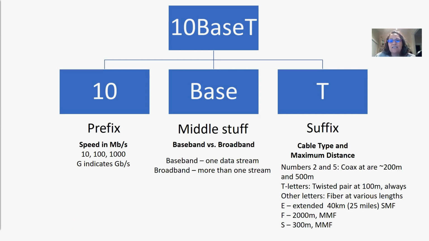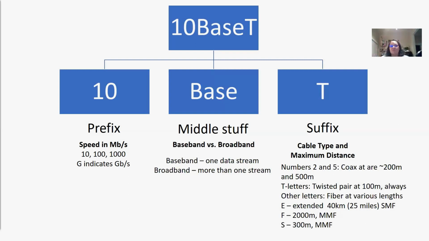For the T or C letters, these are twisted pair or Cat 5. I like to think of the T as twisted pair and the C as Cat 5. And it's Cat 5 plus, whatever standard is above Cat 5. For T, the distance is always 100 meters. These letters can be by themselves, or they can be with other letters, like T, TX, C, or CX.